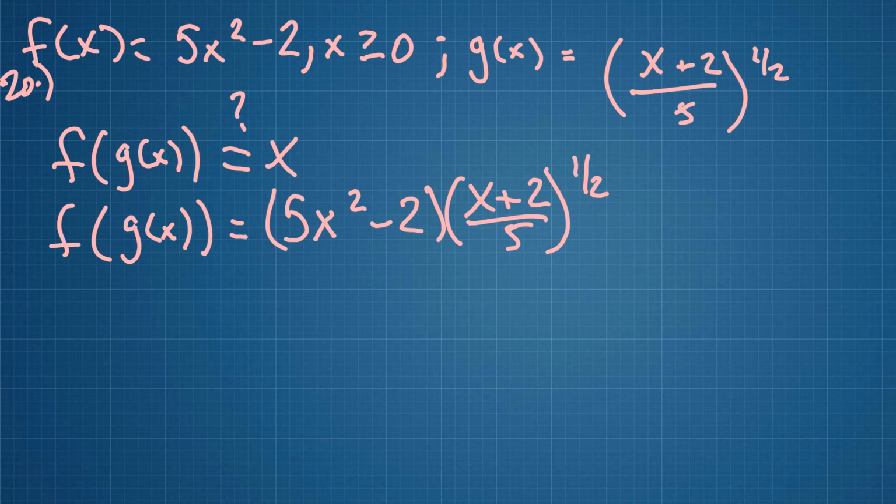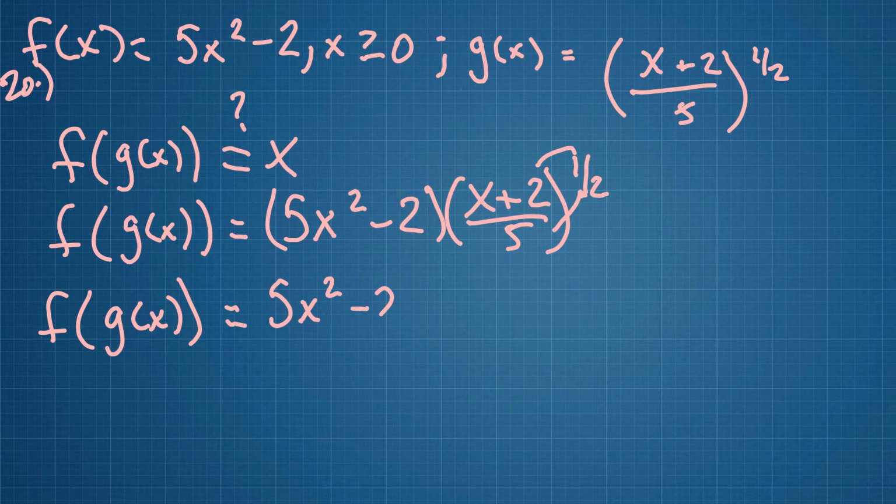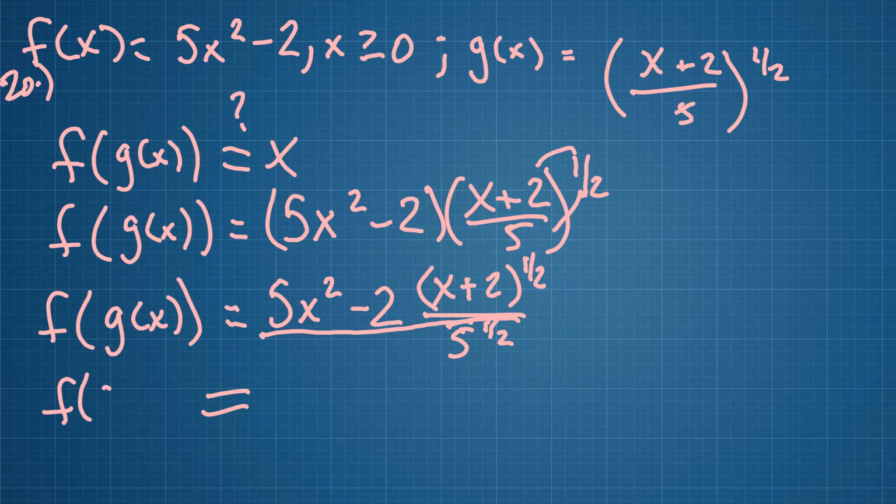Now, I'm going to take the 1/2 to the top and the bottom. So I get f of g of x equals 5x squared minus 2 times x plus 2 to the 1/2 all over 5 to the 1/2. And really, since there is nothing that can be combined, I just put these two together. And I'm done. So, the biggest issue is I could not get f of g of x, since I can't do any more work, does not equal x.